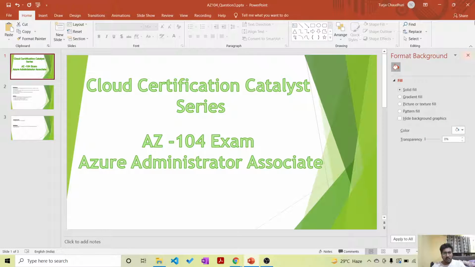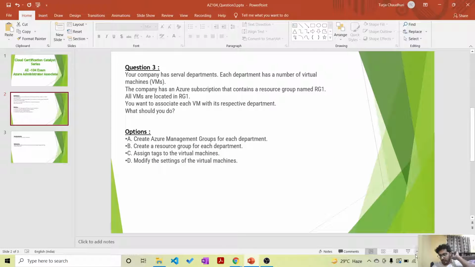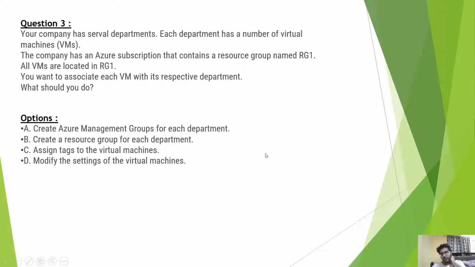For the AZ-104 exam, which is the Azure Administrator Associate exam, as all of you know, let us discuss the next question in this series. The question is: your company has several departments. Each department has a number of VMs. The company has an Azure subscription, so there is one single Azure subscription, and it contains a single resource group named RG1. All VMs are located in RG1. You want to associate each VM with its respective department. What should you do?